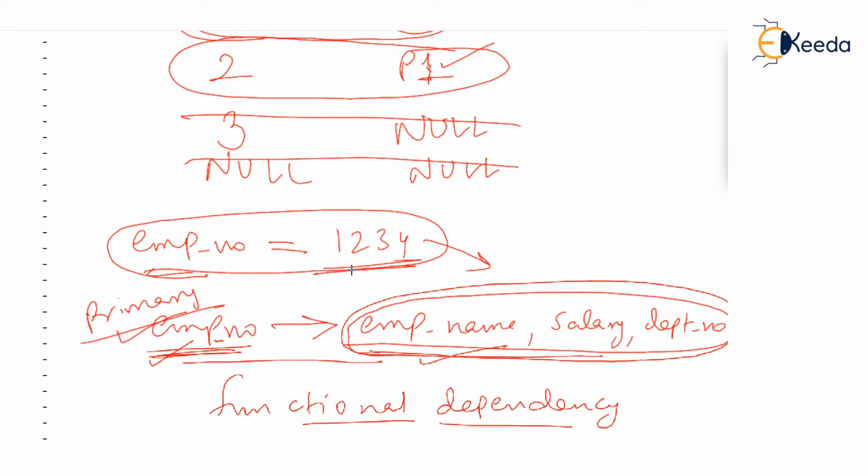We say name, salary, department number are functionally dependent on employee number. Given an employee number, you can determine all of the remaining attributes. This is called functional dependency.